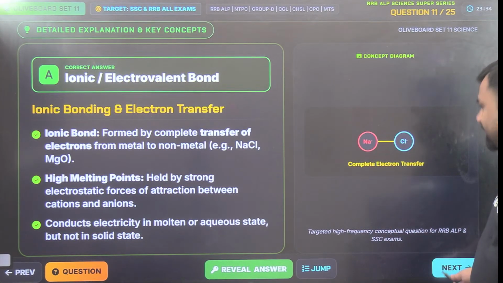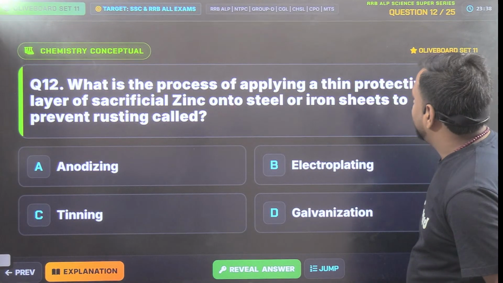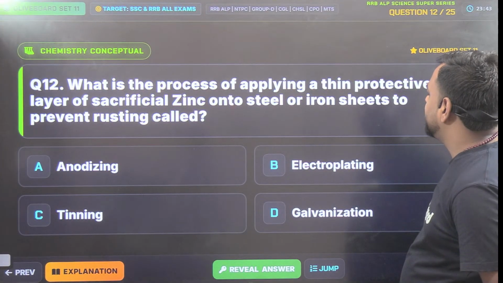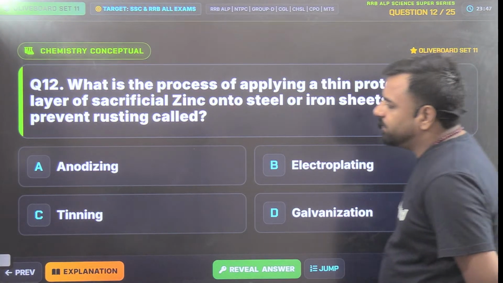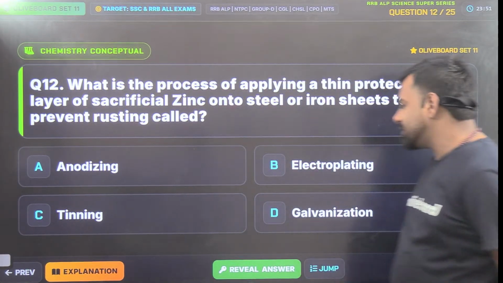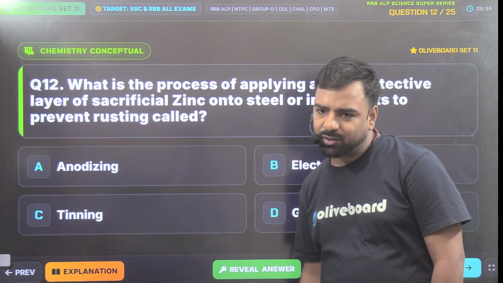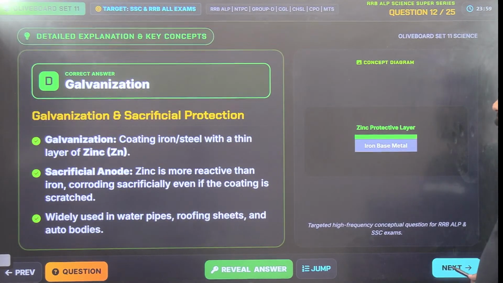That's great. Next. The next question is, what is the process of applying a thin protective layer of zinc onto steel or iron sheets to prevent rusting? For anodizing, we use aluminium, so aluminium cannot be the answer. In this case, galvanization is the answer. Only Utkarsh has given the answer. So that's galvanization. Option D, absolutely correct.